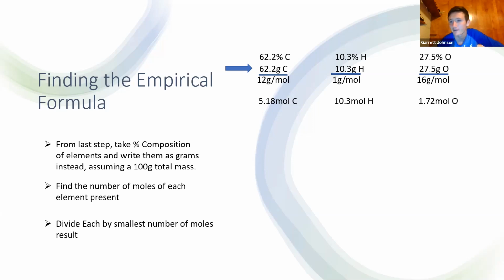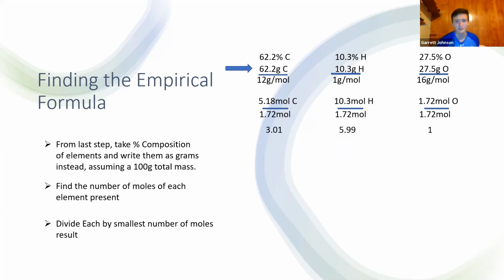Great. Now that you know how many moles you have in your sample of 100 grams, you divide each by the smallest number of moles. So what would that be here? Oxygen, 1.72 is your smallest there. So if you divide each by 1.72, it gets really interesting. Molecules aren't going to be halves or quarters. You're not going to have half of an oxygen atom. You're going to get pretty nice numbers.